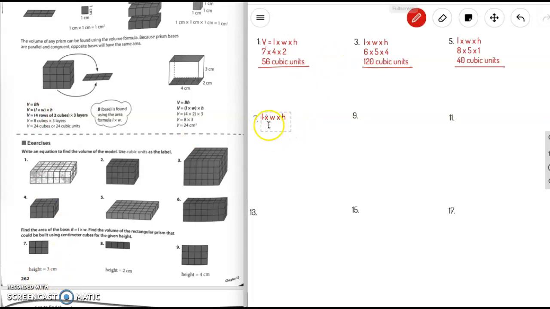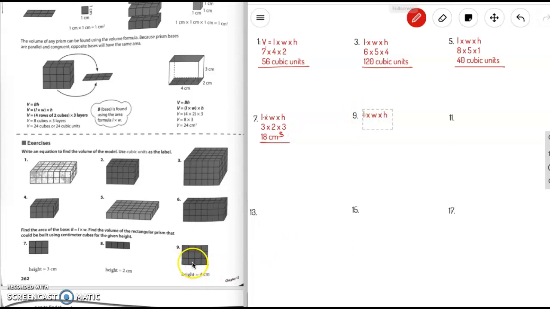It's the same formula. The length, we got 1, 2, 3. Width, 1, 2. Height, 3 centimeters. Multiply, that equals 18 centimeters cubed. Don't forget the units.